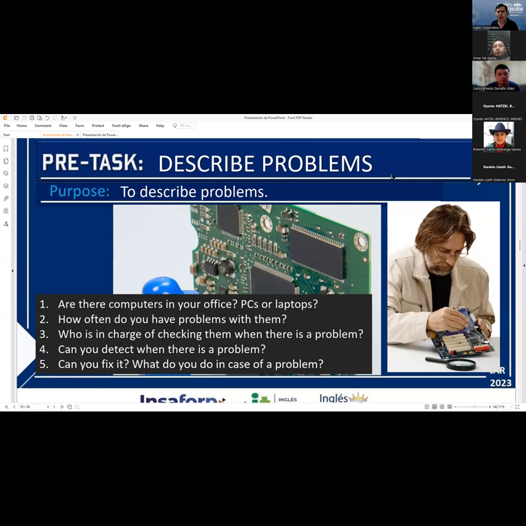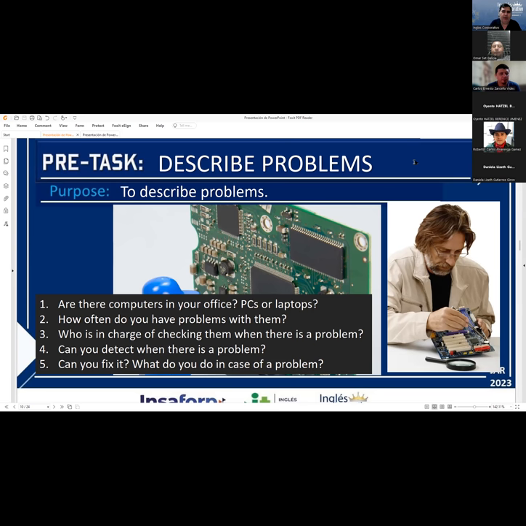Do all of the companies have an IT department? No. Small companies, no. Some companies have only one computer, and they ask the brother, hey, brother, can you help me fix the computer? Because they have no technician. An IT department for only one computer is not necessary. Okay. Can you detect when there is a problem?